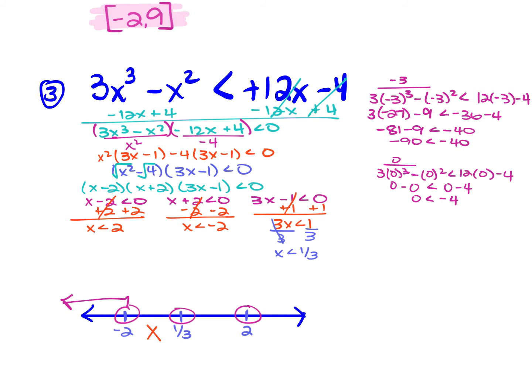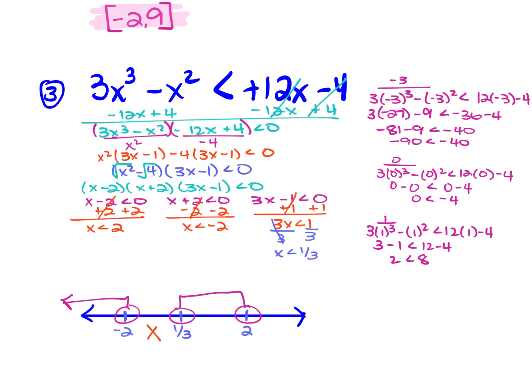Pick a number between 1/3 and 2. That's easy. 1. So that's 3 times 1 cubed minus 1 squared is less than 12 times 1 minus 4. 3 times 1 cubed is 3. Minus 1 squared is minus 1. Is less than 12 minus 4. 3 minus 1 is 2. 12 minus 4 is 8. Is 2 less than 8? Yes. So in between these should be shaded.